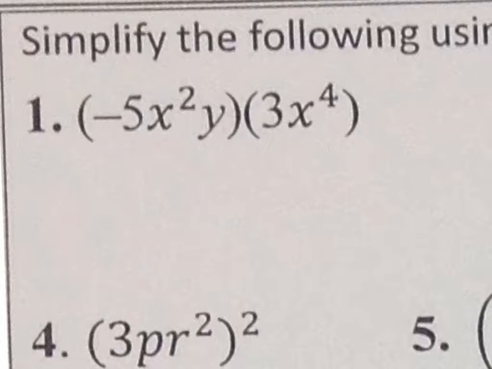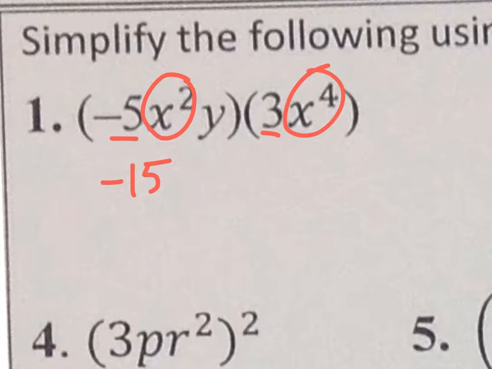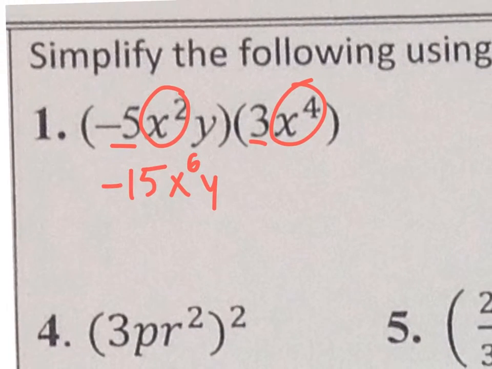So when you go -5 times 3, you get a -15. And when you multiply the x squared times x to the 4th, what do you get? X to the 6th, because you add them. And then the y, you simply bring it down, and there's your answer for number 1.